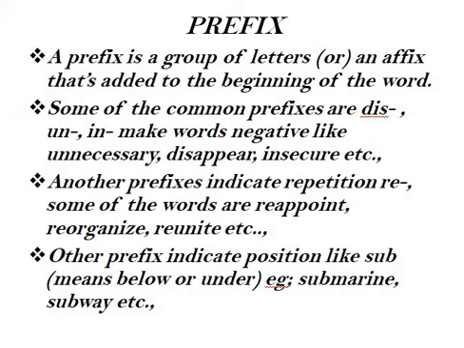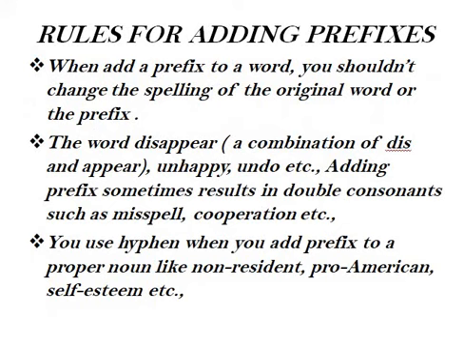Example, submarine, subway, etc. And some of the rules for adding prefixes are, whenever we add a prefix, we should not change the spelling of the original word or the spelling of the prefix. Here the word disappear, which is a combination of dis and appear, unhappy, undo, etc.